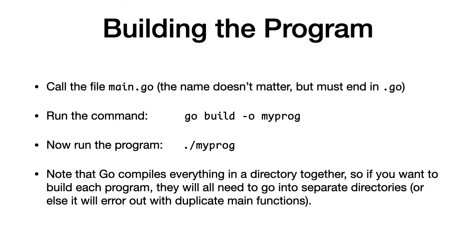Go will compile everything in the directory together. So if you want to build all the different programs here, you have to put them all in different directories, because otherwise they'll all have the same main function. Then it'll get confused as to which main is the entry point. So if you're going to build all the programs in here, you'll have to put them all in separate directories.